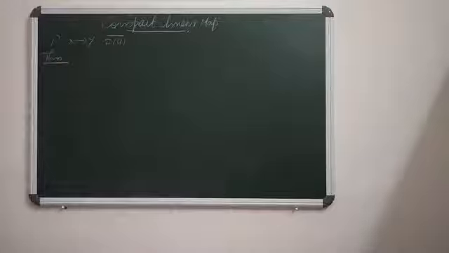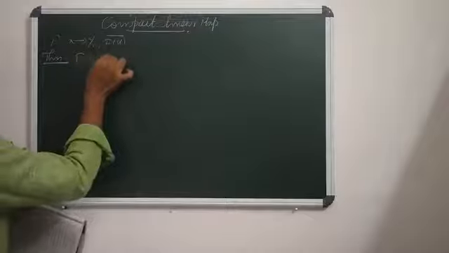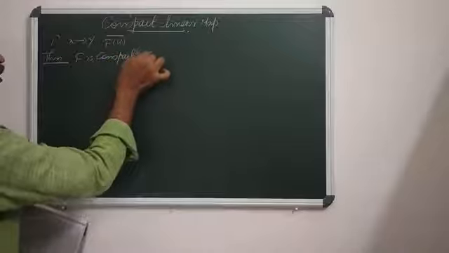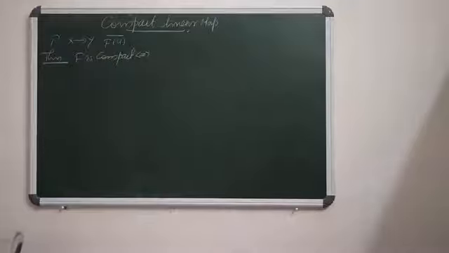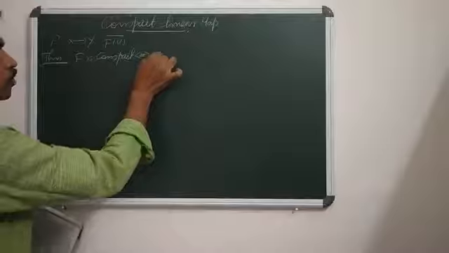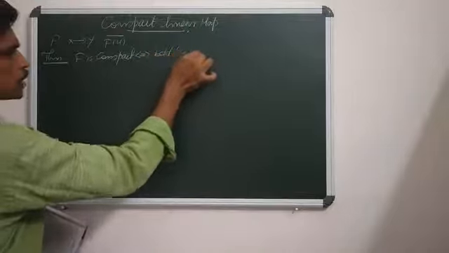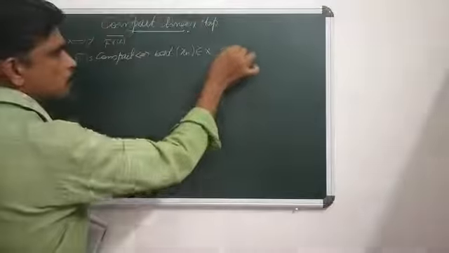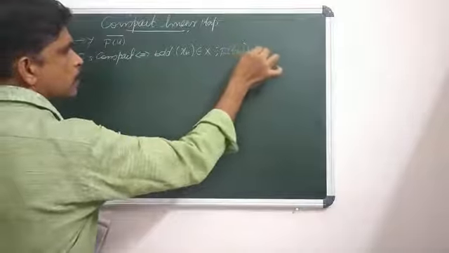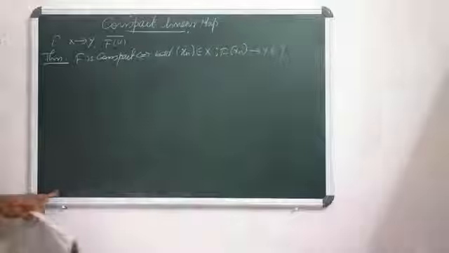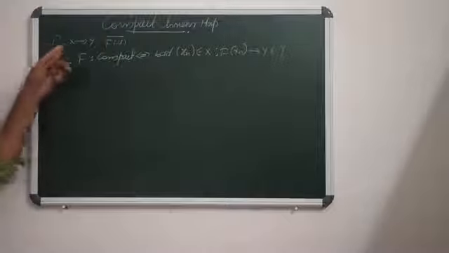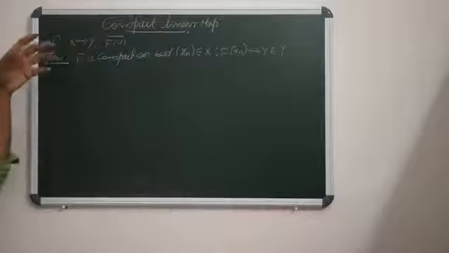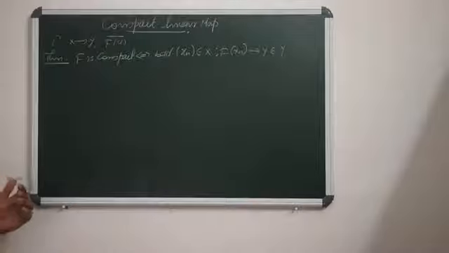The first theorem states that if X and Y are normed linear spaces and f from X to Y is linear, then f is compact if and only if for every bounded sequence xn in X, f of xn has a convergent subsequence in Y. The theorem states that X and Y are normed linear spaces and f is linear. Linearity of f is preserved.